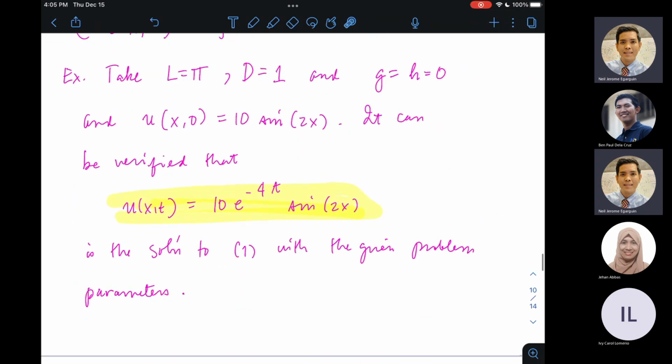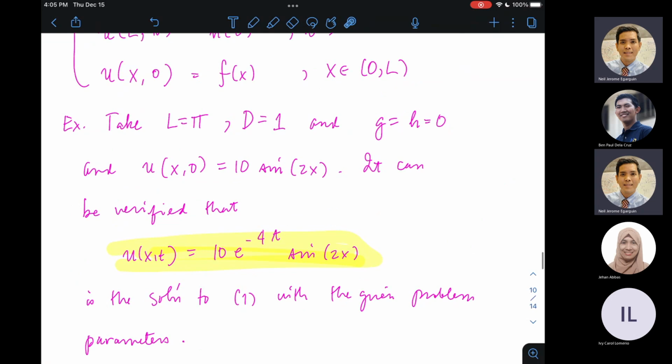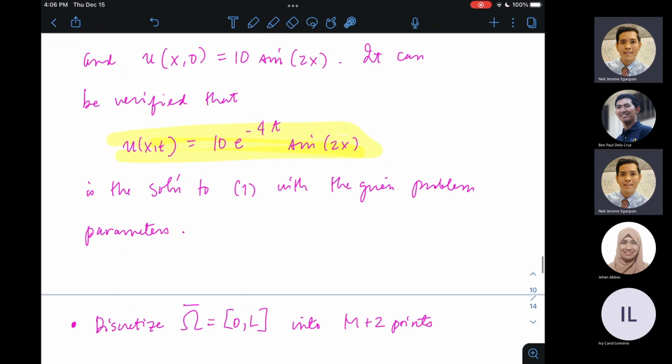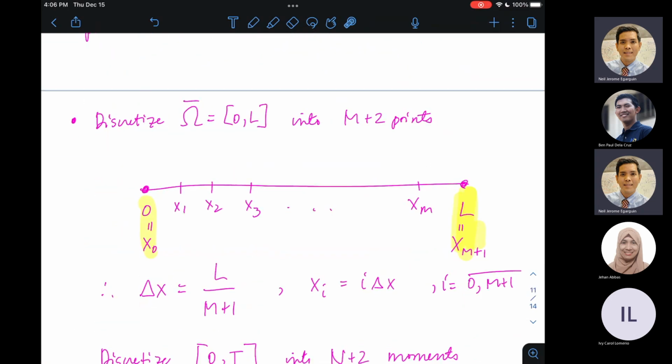And then we got a particular example here, where these are the boundary conditions and this is the initial condition. You have a rod from 0 to pi with diffusion constant 1, then this guy will be a solution for your heat equation, right? Tapos tiningnan natin paano natin madi-discretize itong heat equation. So ginawa natin, hinati natin yung space domain omega into m plus 2 points, starting from x of 0 equals 0 until x of m plus 1 equals L.